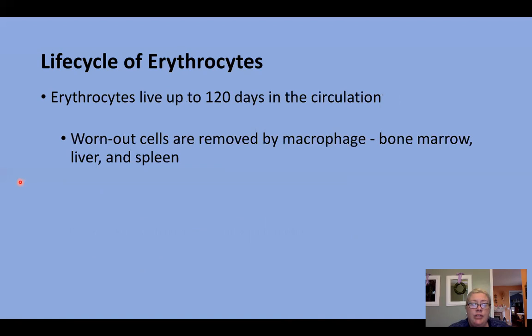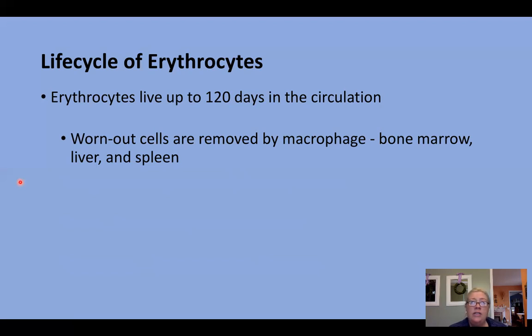Erythrocytes live about 120 days in circulation. So what is that, about 4 months? Eventually, the erythrocytes are going to become worn out, mostly because they do not have organelles or a nucleus. So no nucleus, no organelles means no new proteins, no new construction inside the cells. If something starts to break down, it's broken down. You're not going to be able to replace it.